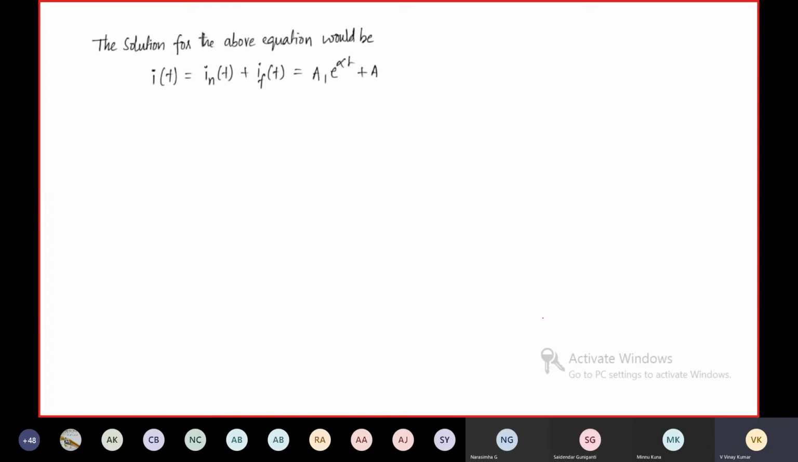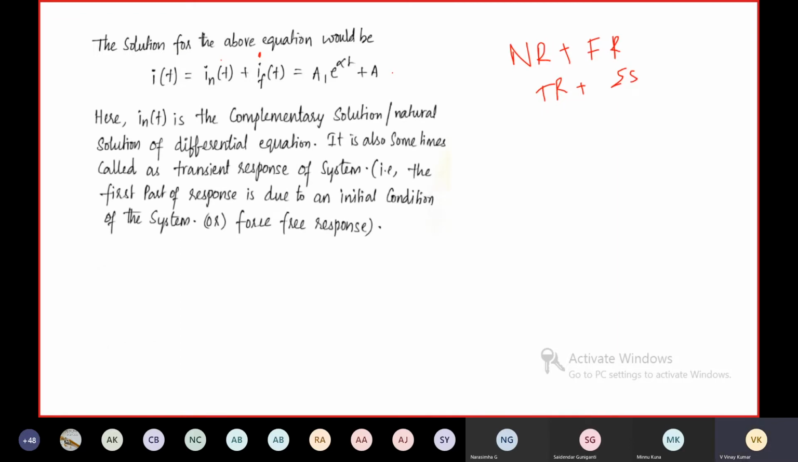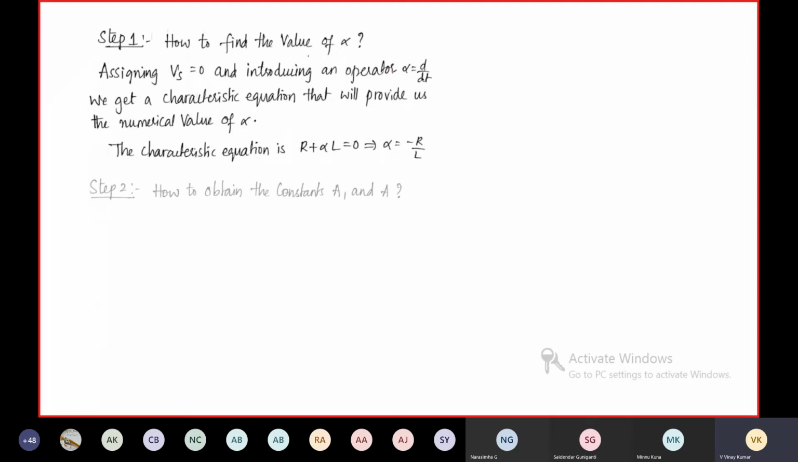The complete response of the system is composed of two responses. One is the natural response, whereas the other is the forced response. We already discussed this. Natural response or transient response, plus forced response or steady state response. The aim is to find the natural response.